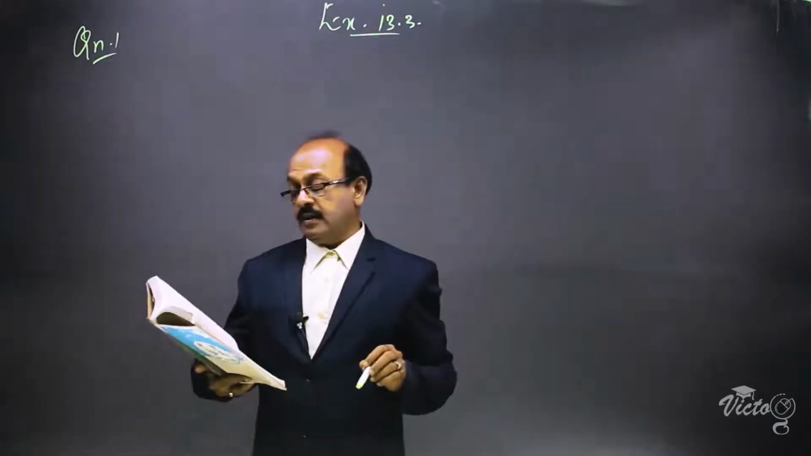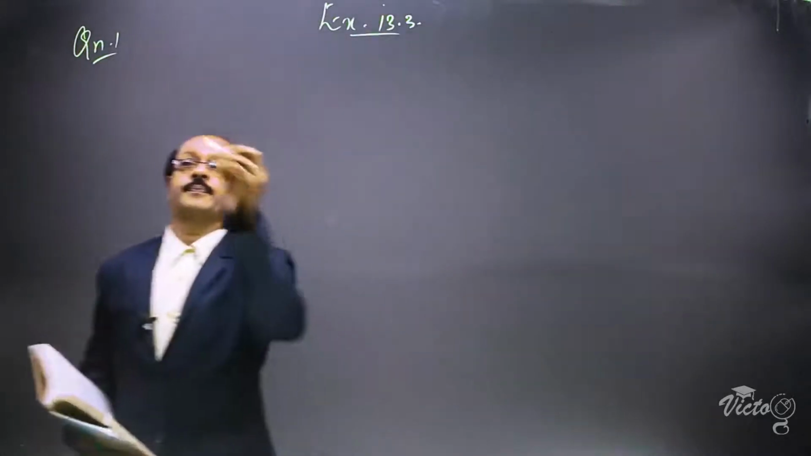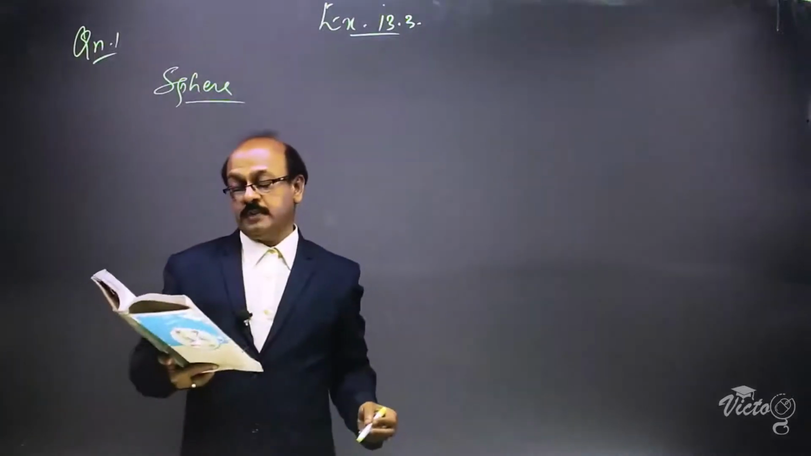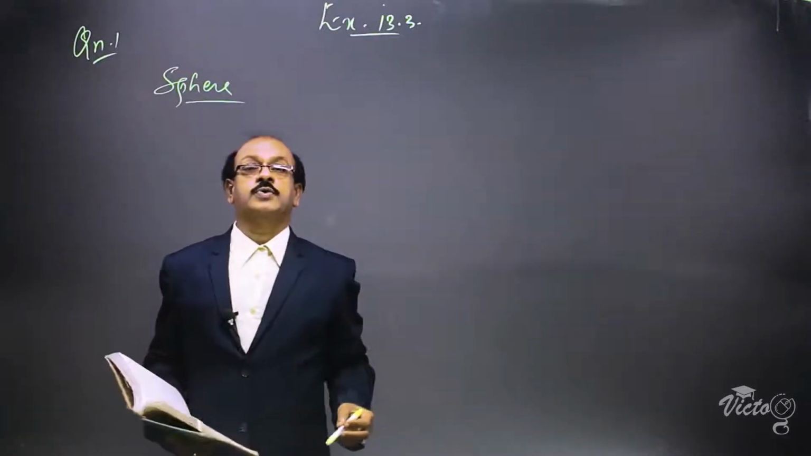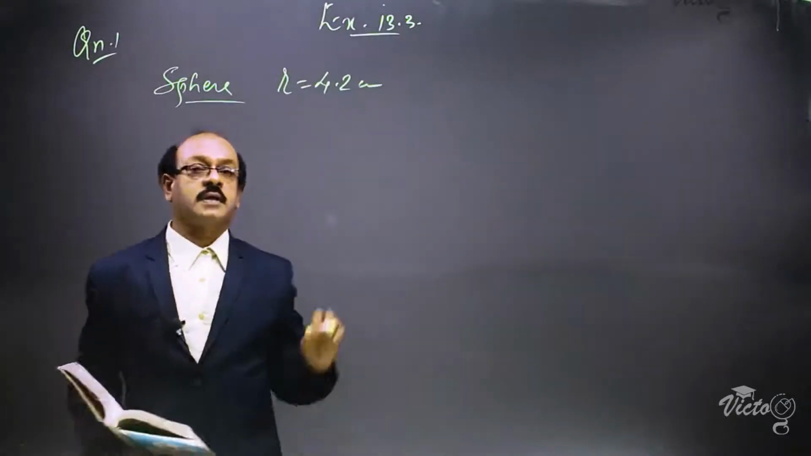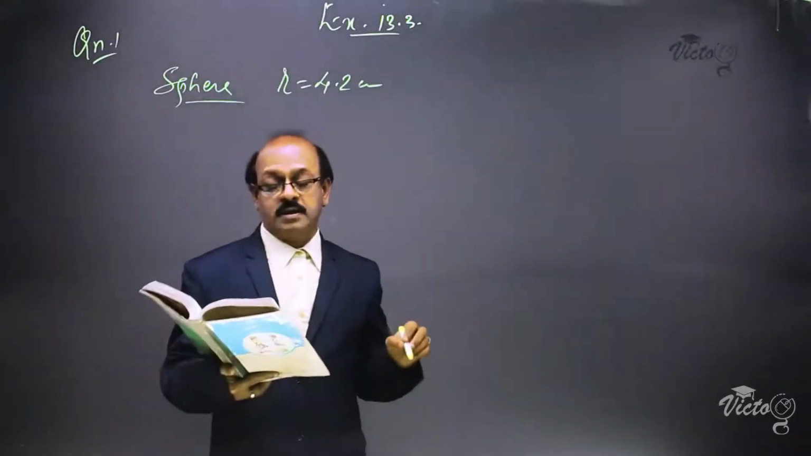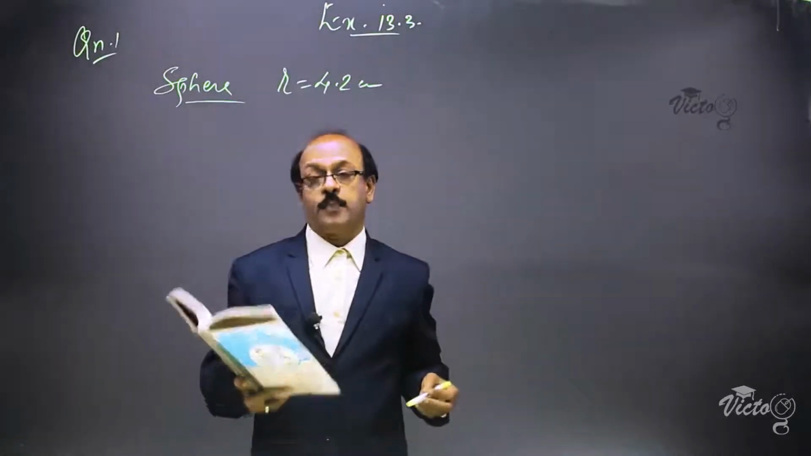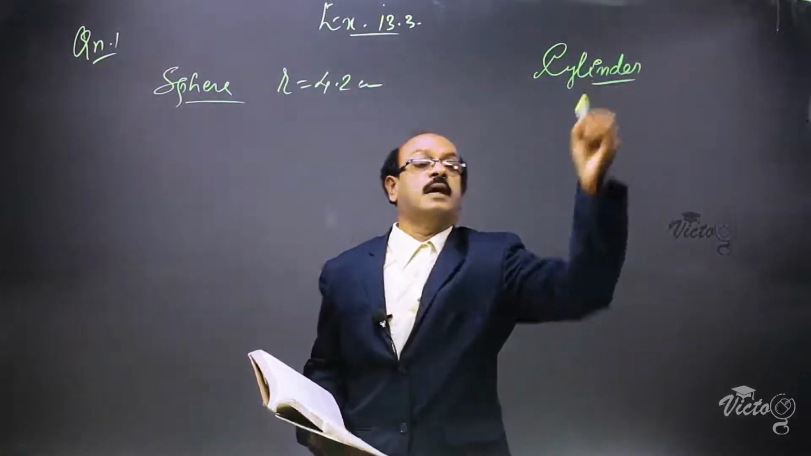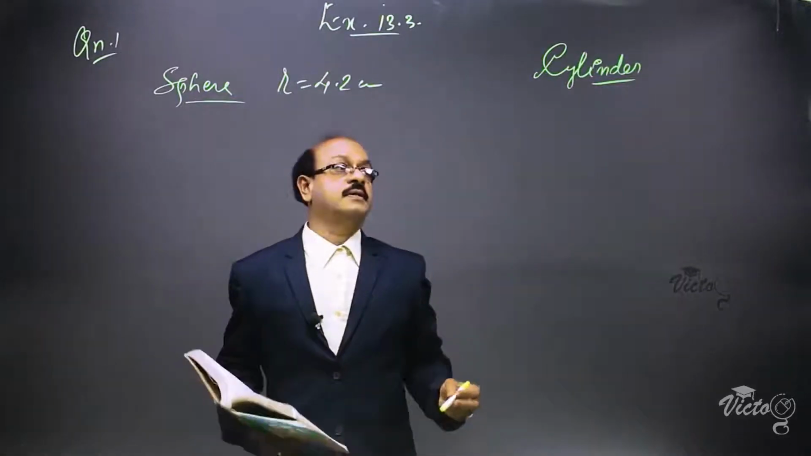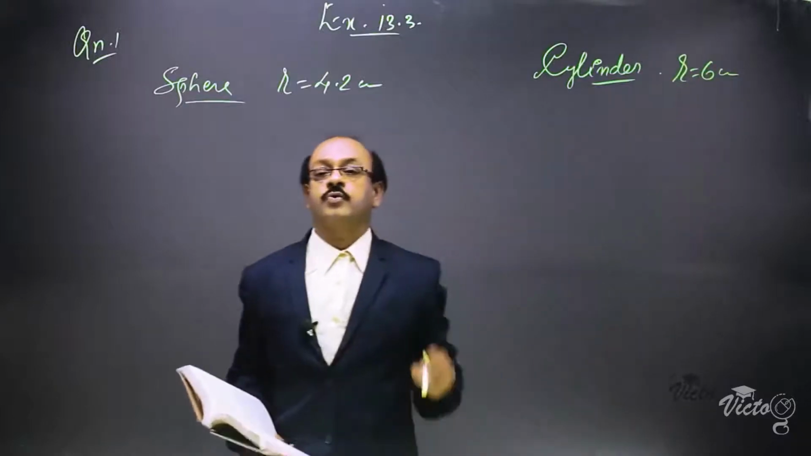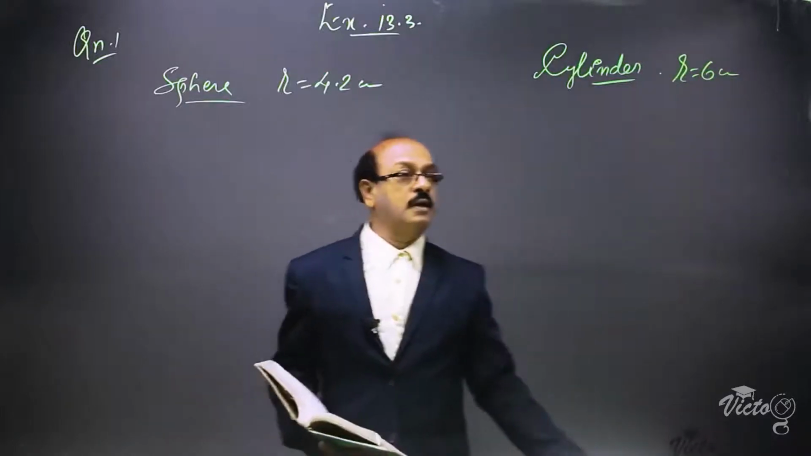Here it is given that a metallic sphere whose radius R is equal to 4.2 centimeter is melted and recast into the shape of a cylinder whose radius R is equal to 6 centimeter. We have to find out the height of the cylinder, that is the problem.